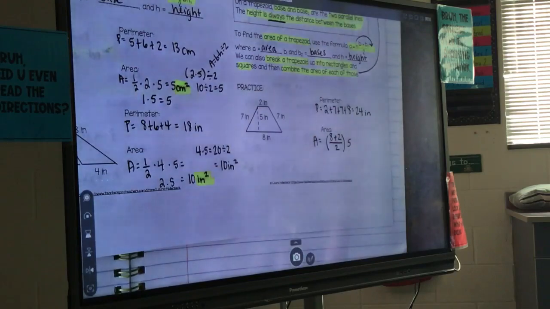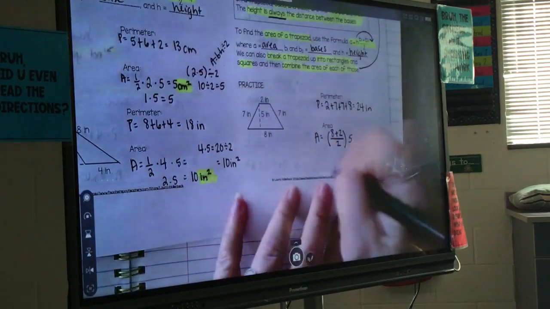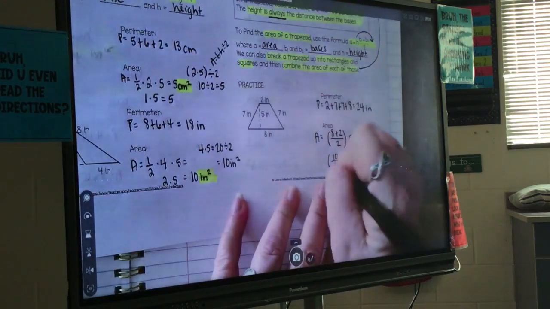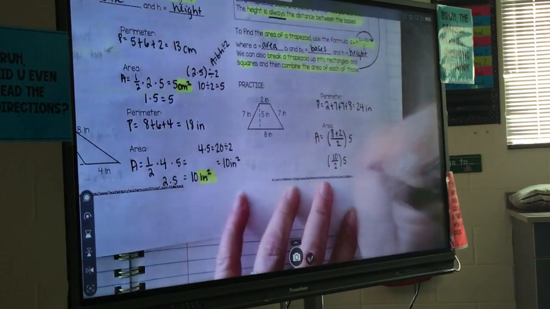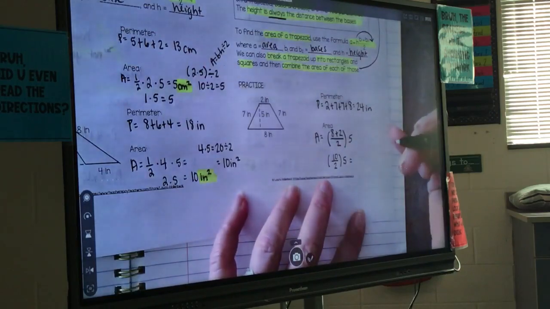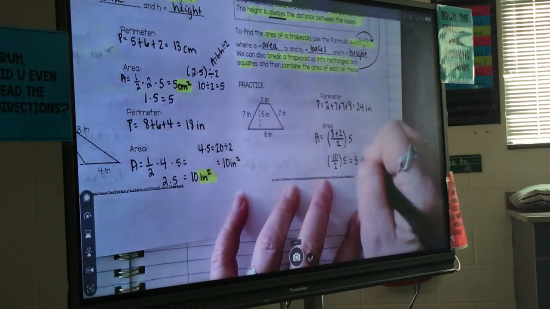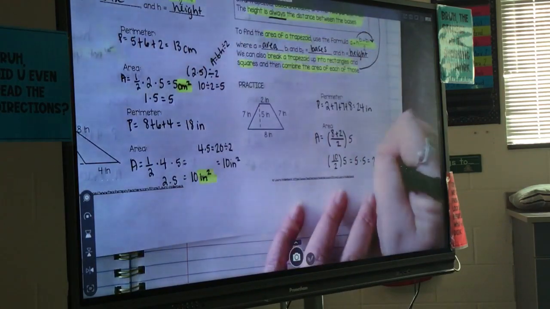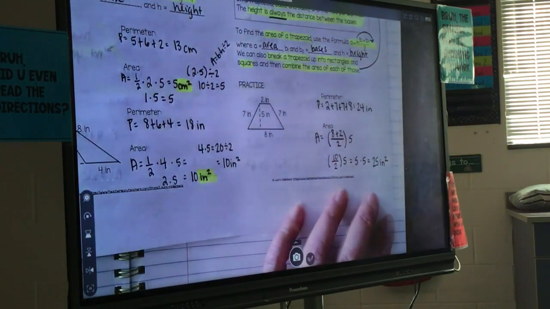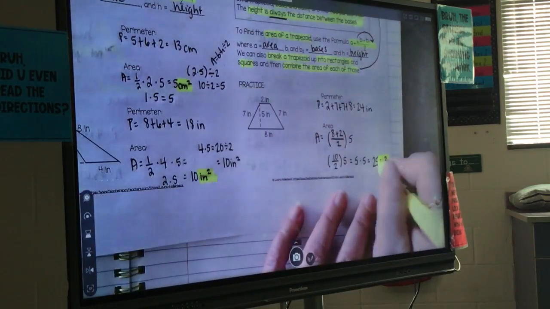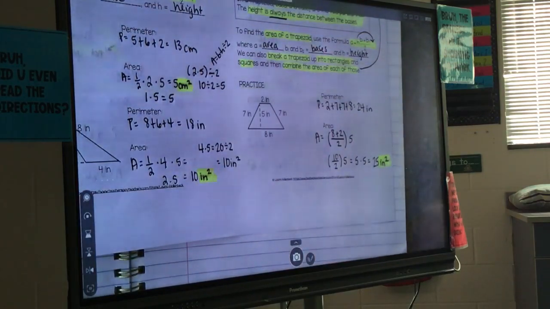So we have to do, what's 8 plus 2? All right, so then I have 10 divided by 2 times 5. So this becomes, what's 10 divided by 2? 5. And then 5 times 5 becomes 25 inches squared. So again, it's a scary looking formula, but it's not that hard. All right, thumbs up when you're done.